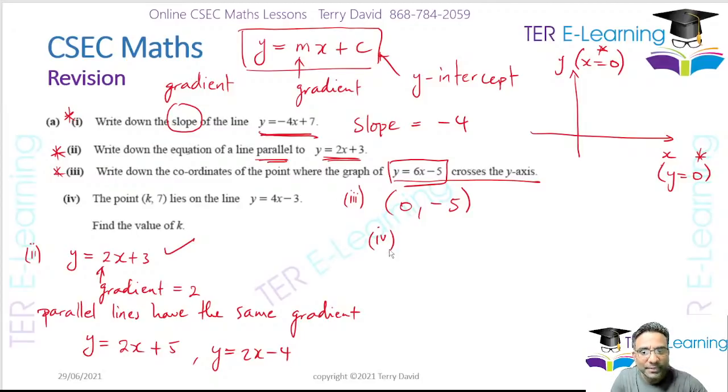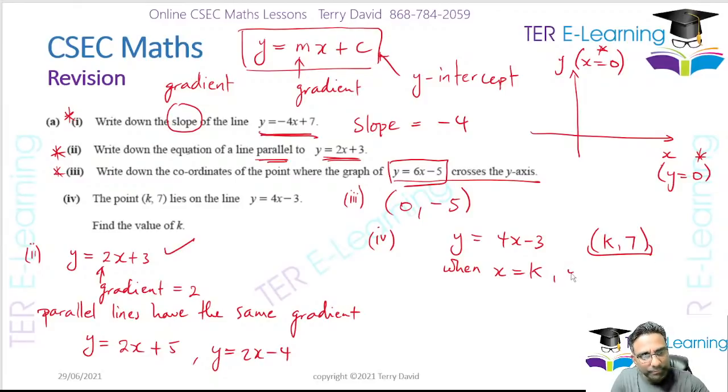Part 4, they said the point (k, 7) lies on this line, find the value of k. So here's how you do something like that. y is equal to 4x minus 3, and you know that the point that lies on the line is (k, 7). Now what that means is that, remember this is a coordinate they've given us here, so when x is equal to k, y is equal to 7. That's what this coordinate here is telling me.